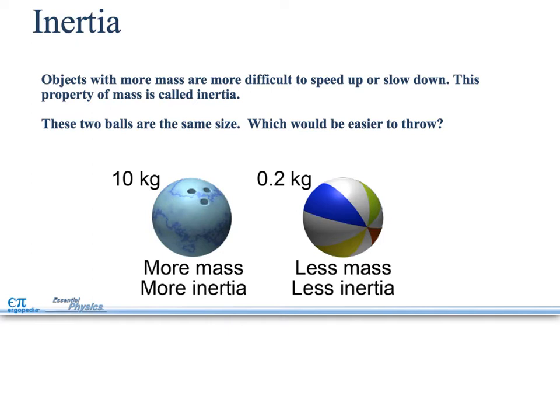Objects with more mass are more difficult to speed up or slow down. This property of mass is called inertia. Inertia is basically the reluctance of an object to change its state of motion. These two balls are the same size. Which one would be easier to throw? 10 kilograms or 0.2 kilograms? I hope it's obvious. 0.2 kilograms.